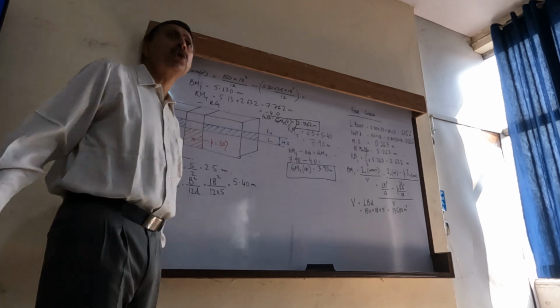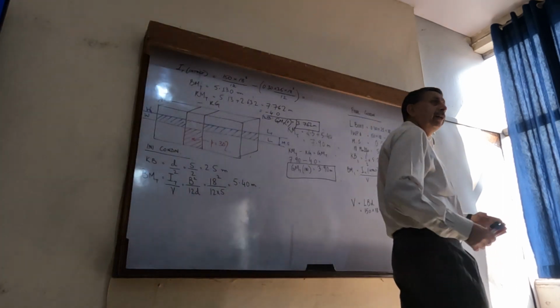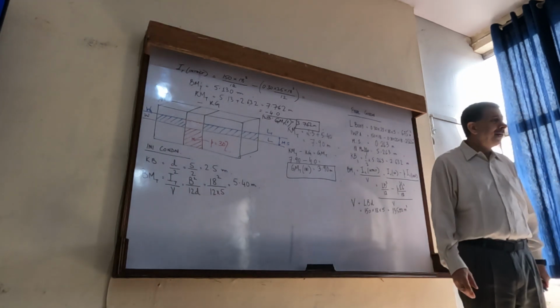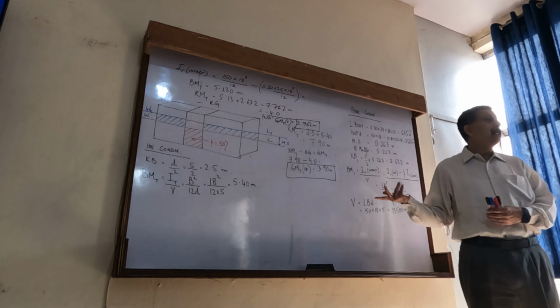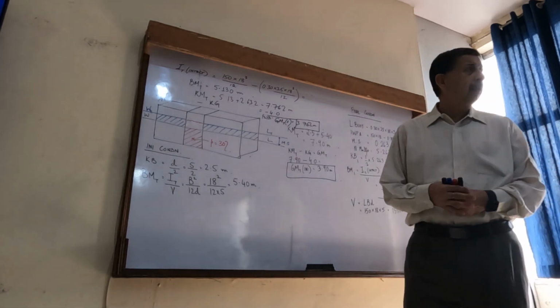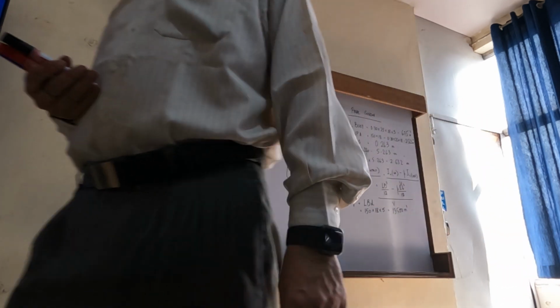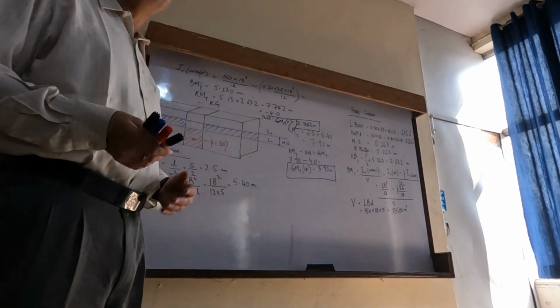Yes, any doubts? Tell me the volume. Volume is LBD, and volume initial is equal to volume final, so I took the initial. So I took LBD: length 150 into breadth 18 into initial draft 5.